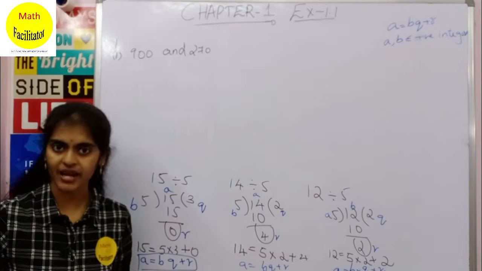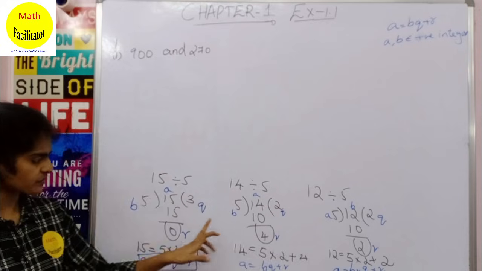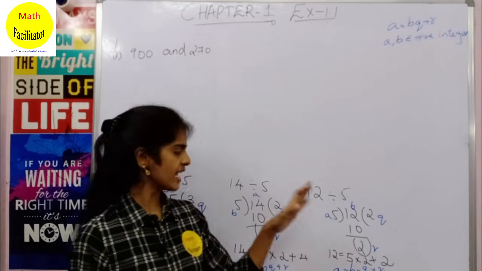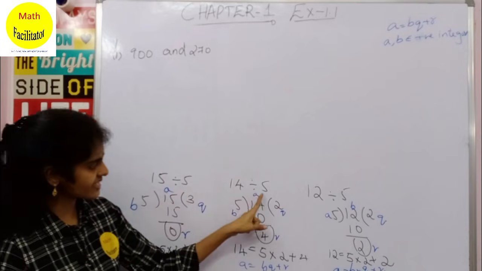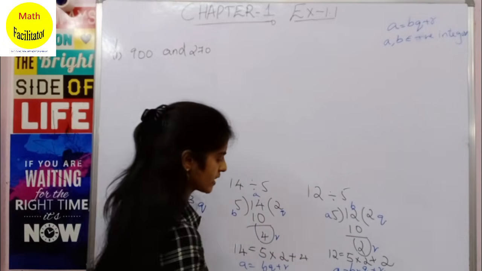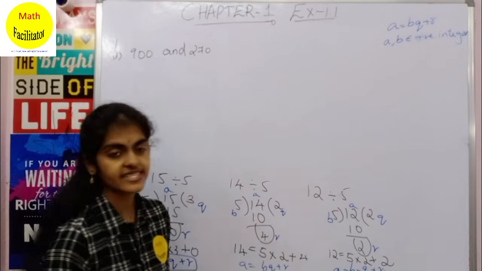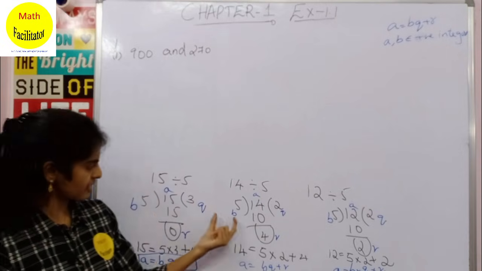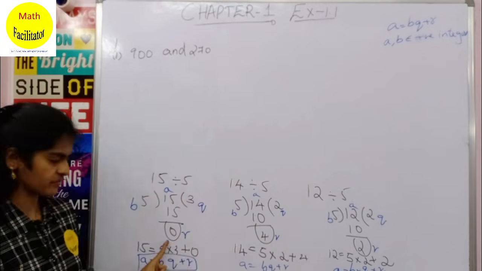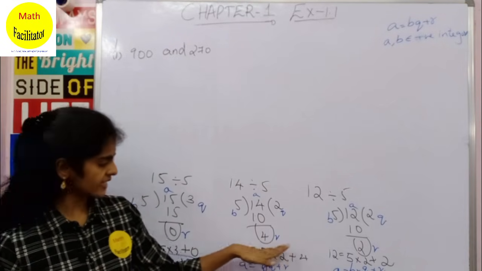R is the remainder. In this case you got R as 0, in this case you got R as 4, in this case you got R as 2. But in every case I have taken the divisor B as 5, and the dividend is A. So you can see that the remainder is always less than 5. The remainder is a value from 0 to less than 5. It stops at 4.